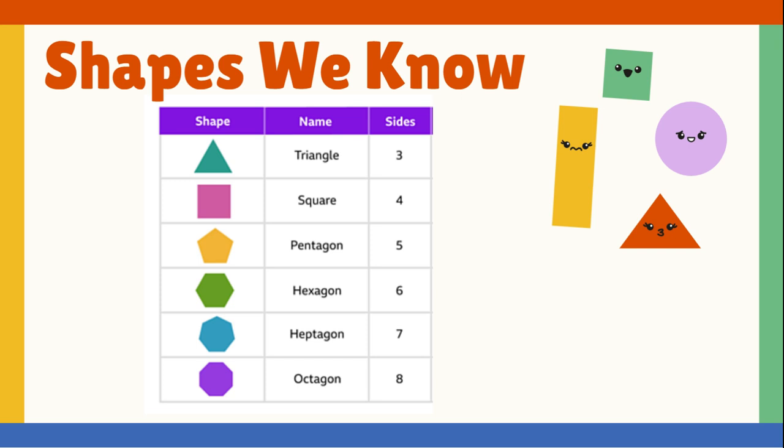So these are some shapes that we know. Obviously, a three-sided shape is a triangle. A four-sided shape, here they're showing you a square, but if it were a rectangle or a parallelogram, a quadrilateral would be the correct term for a four-sided shape. Then we have a five-sided shape is a pentagon, six-sided is a hexagon, seven-sided is a heptagon, and then eight-sided is an octagon.